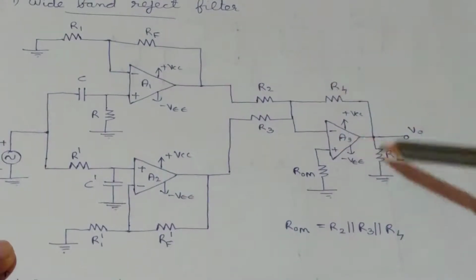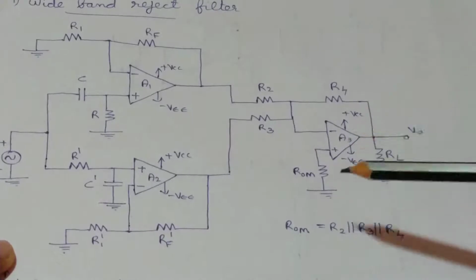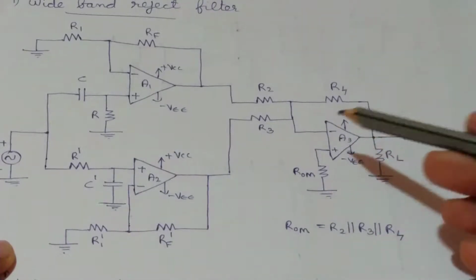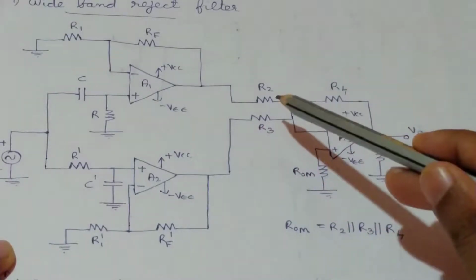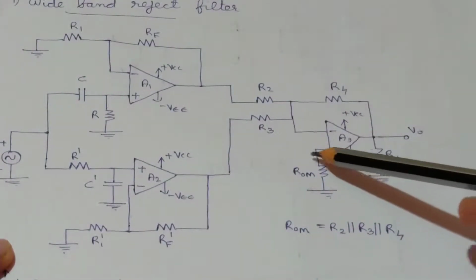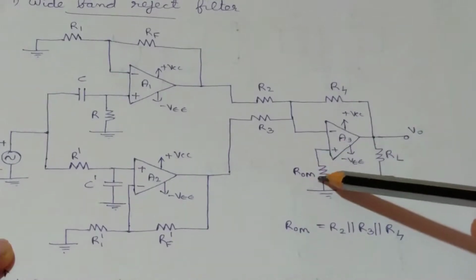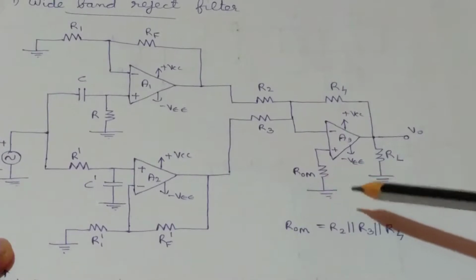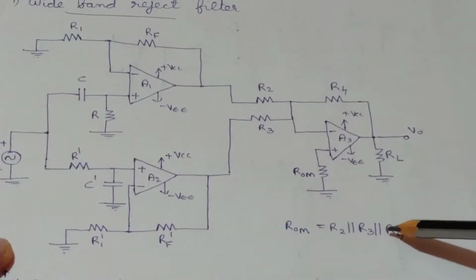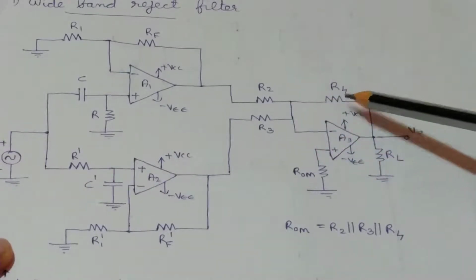So here the circuit is not providing any gain, and if we want to provide any additional gain, we need to choose these resistors accordingly. And to avoid the offset problem, an offset minimizing resistance is connected at the non-inverting terminal, and its value is equal to the parallel value of R2, R3 and R4.